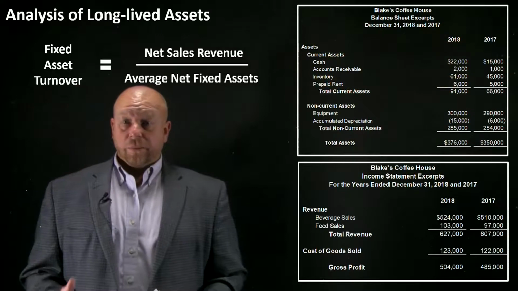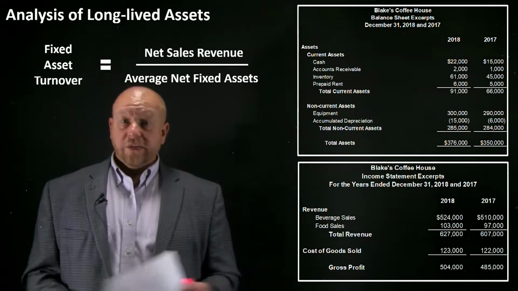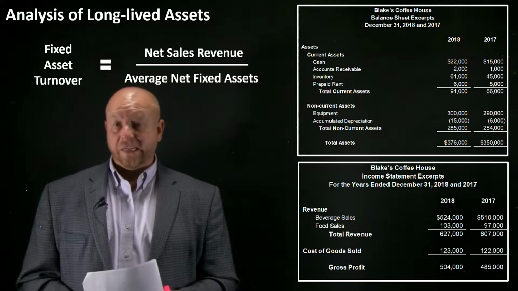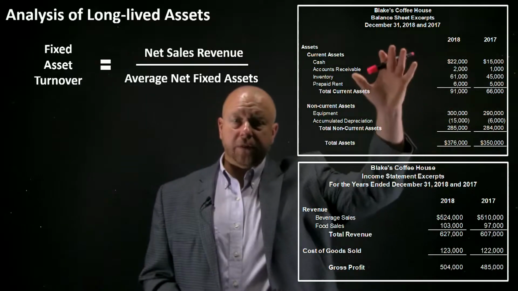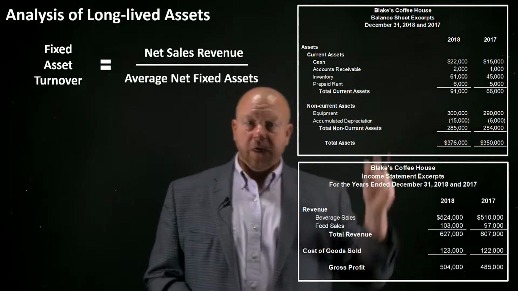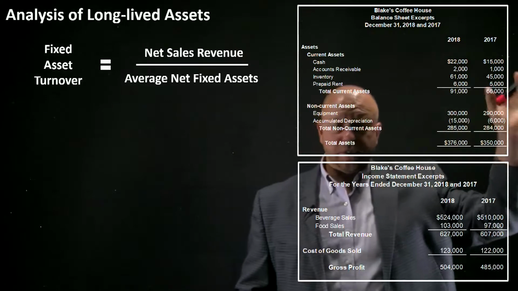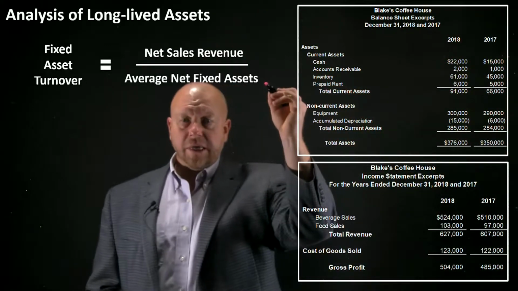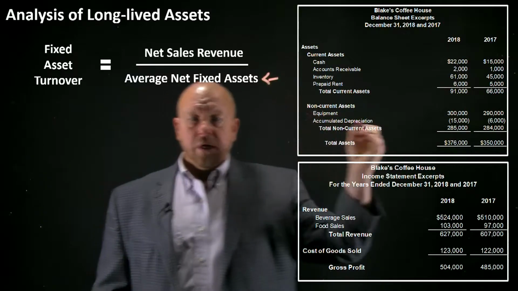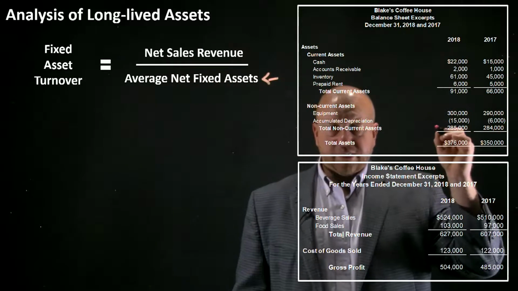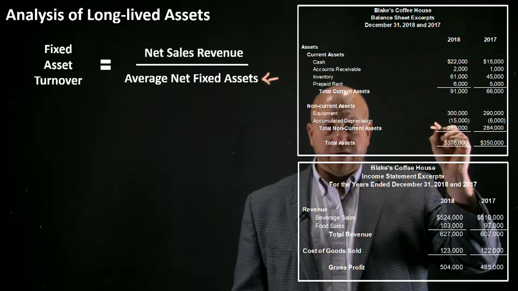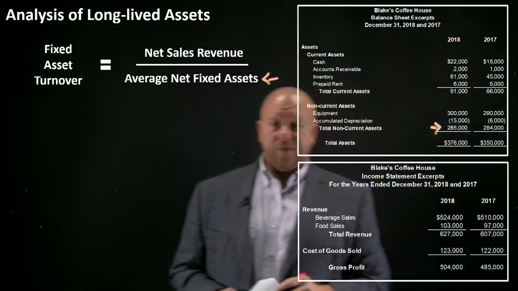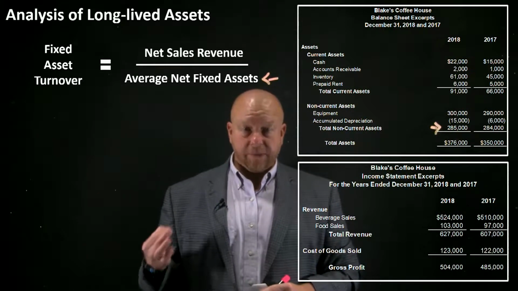The math associated with this particular ratio is not all that difficult. You just have to know where to find the information. Take a look at the balance sheet here for Blake's Coffee House. We have comparative balance sheets at the end of 2018 and 2017. And let's focus on the denominator for the formula here. We need average net fixed assets. We're going to grab that information right here. Average is simply beginning plus ending divided by 2.